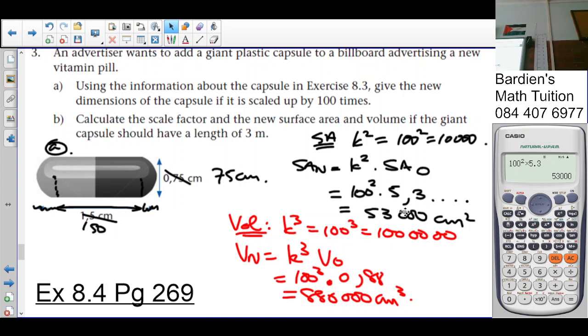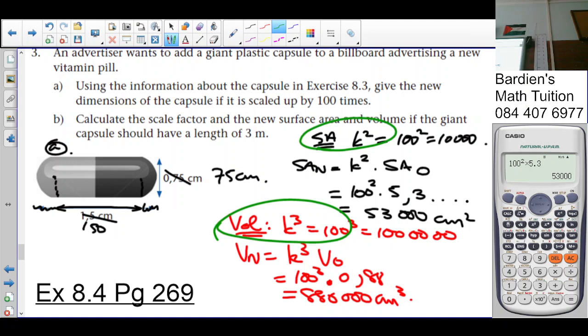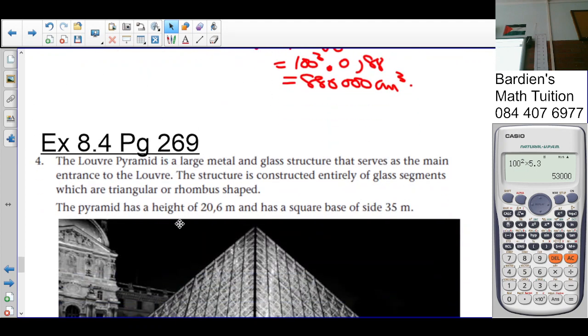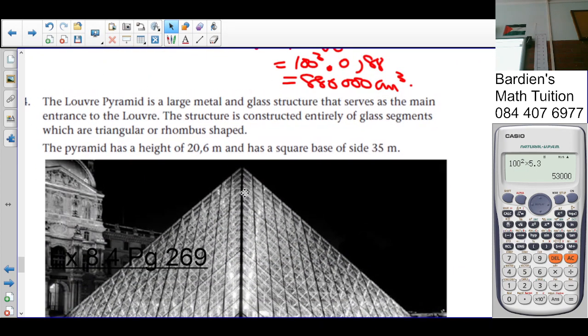Once you've got the volume already calculated and the surface area already calculated, you don't have to recalculate the surface area and the volume with the new dimensions. Why? Because we can just enlarge it by its k factor. Volume is going to be k cubed, and for the surface area it is going to be k squared. Okay. That is all they want you to familiarize yourself with in this question. Alright. I'm sure you guys had no problem with number 4.